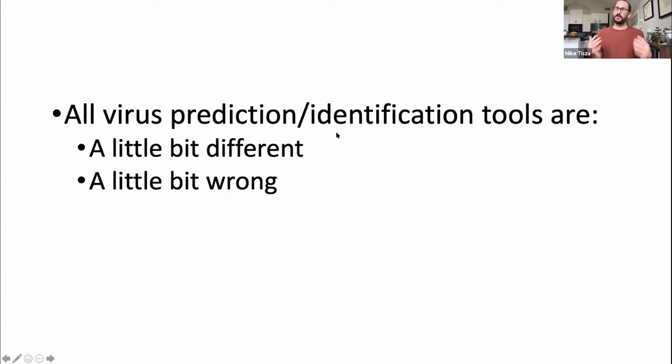I think the thing I'm going to say first and the thing I'm going to say last is that all virus prediction and identification tools are a little bit different. They're going to give you a little bit of a different output, and they're all a little bit wrong. And so I hope that part of the point of this workshop is that we can exploit the ways in which they're a little bit different to give us more interesting data, while we can also minimize the way in which they're a little bit wrong by carefully inspecting the results.